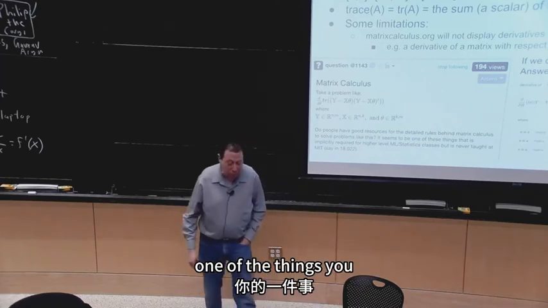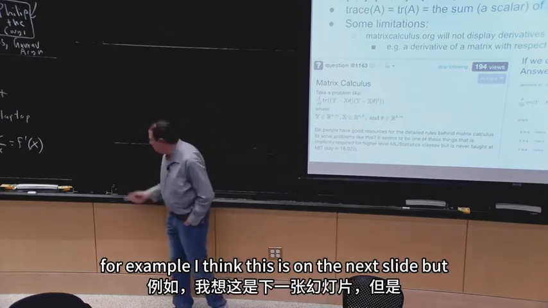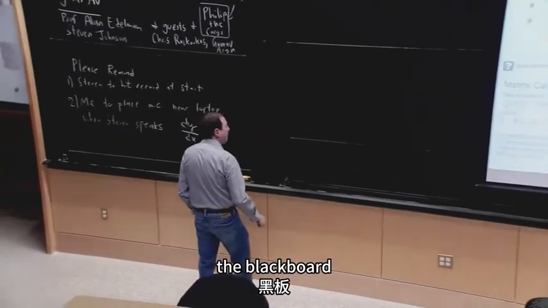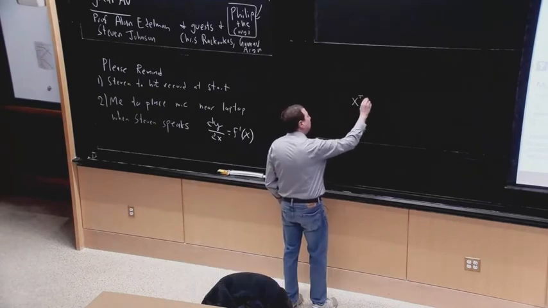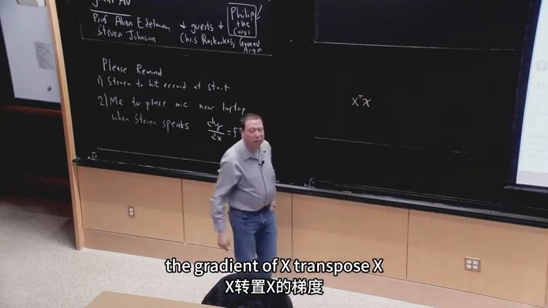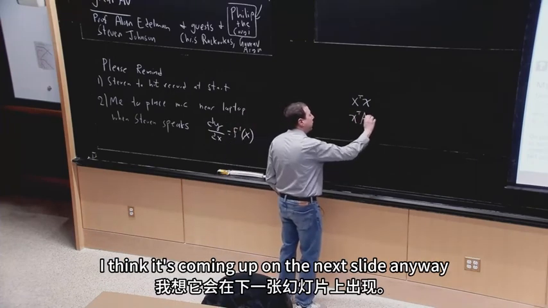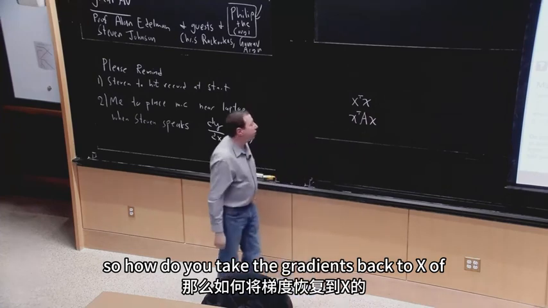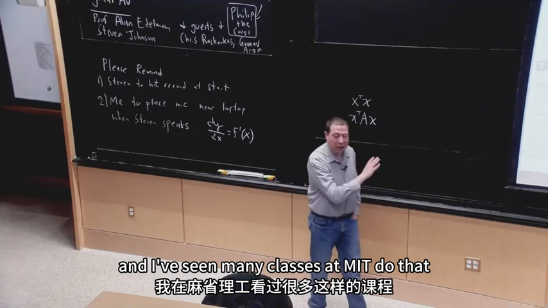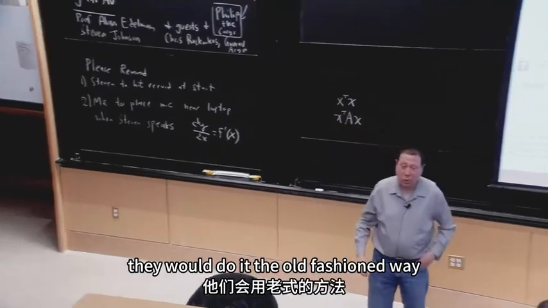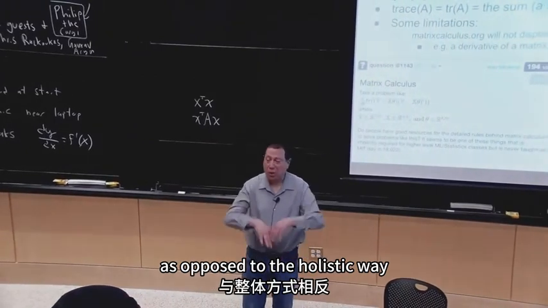You might see some matrix calculus in some classes. For example, I think this is on the next slide, but I'll just put it on the blackboard. You might ask how do you take the gradient of x transpose x, or x transpose Ax. How do you take the gradient with respect to x of objects like these? I've seen many classes at MIT do that, and they would do it the old-fashioned way, variable by variable by variable, as opposed to the holistic way.